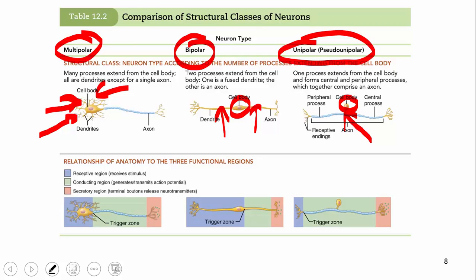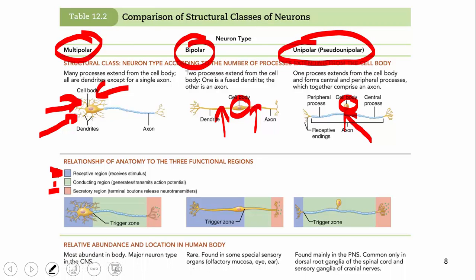So you have something called the receptive region that you'll see here, something called the conductive region, something called the secretory region. And all that's referring to is, where it's receiving the stimulus, right, via the dendrites, where it's conducting down the axon, and then where it's secreting via the terminal boutons. And it's showing you how these different regions differ depending on which type of neuron you have, whether it's multi-, bi-, or unipolar.